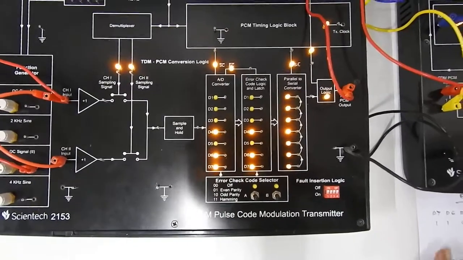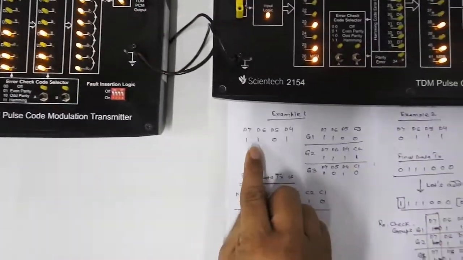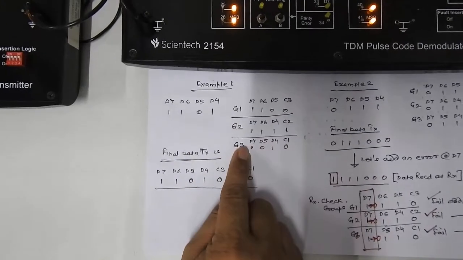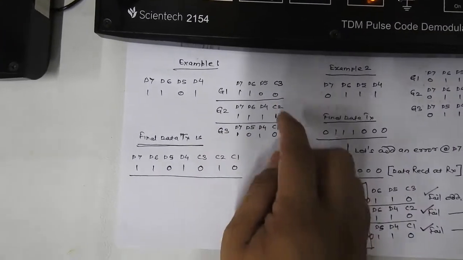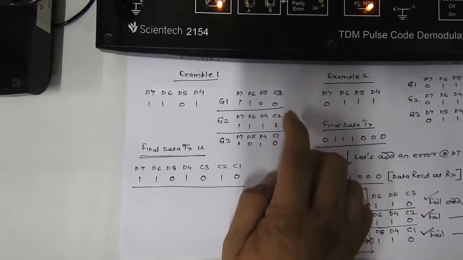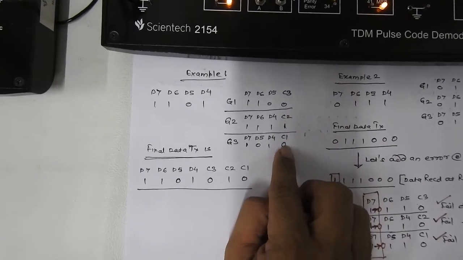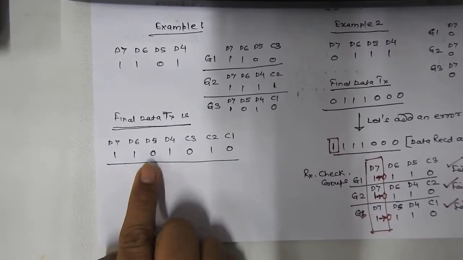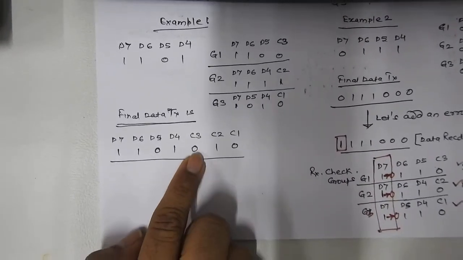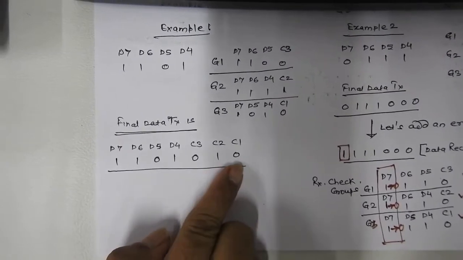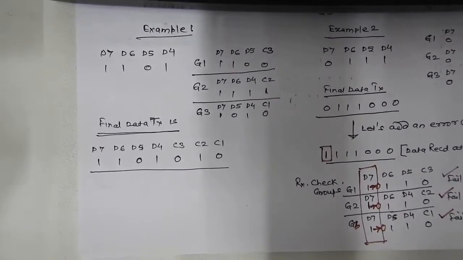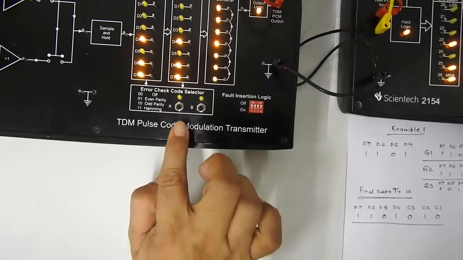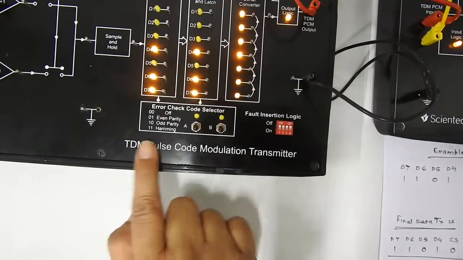Now we all know that for the data 1101, based on these 3 groups, we have derived the parity bits: C3 as 0, C2 as 1 and C1 as 0. So finally the coded data is 1101, then C3 is 0, C2 is 1 and C1 is 0. So let's put this into the Hamming code. I am just putting this into Hamming code.